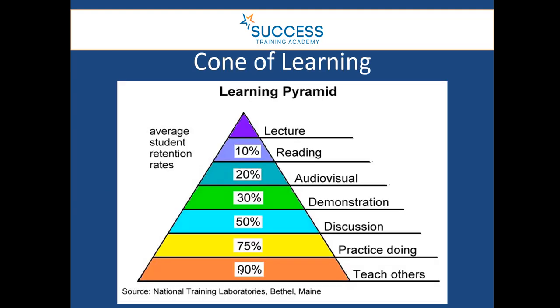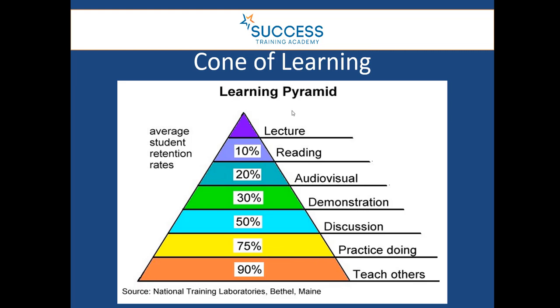Okay, so cone of learning, something to think about, something to keep in mind as you are delivering your training. This is basically percentages of information that people take away from the different ways that we show information. So in terms of reading, it's been shown that people generally only receive and retain about 10% of information they're exposed to. Demonstration 30%, discussion 50%, practice doing 75%, and 90% when they actually teach others.